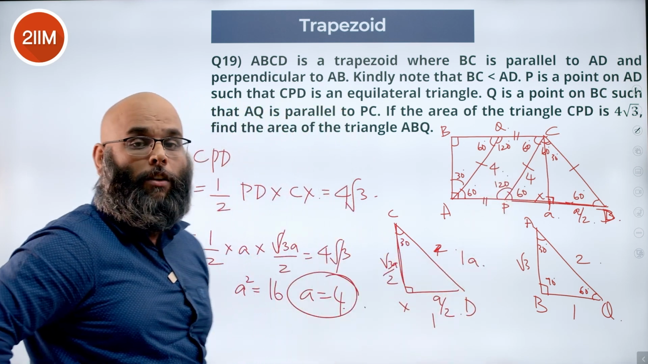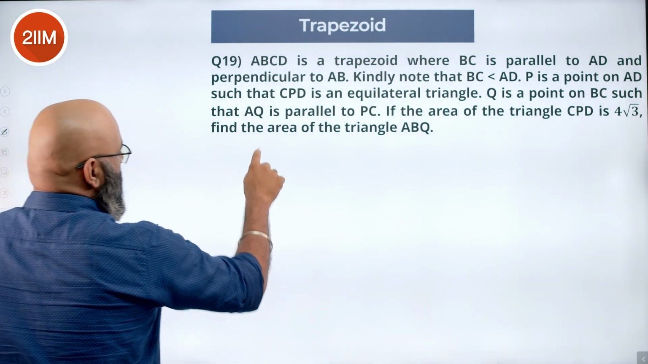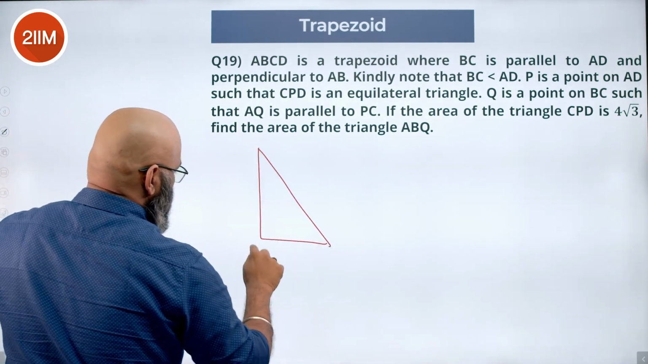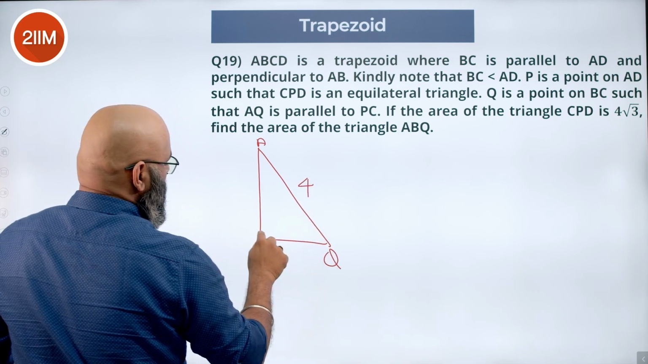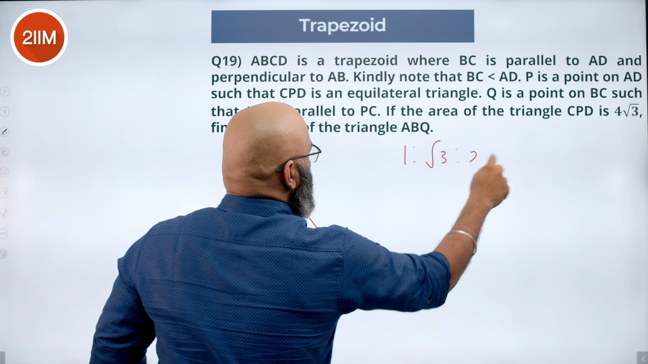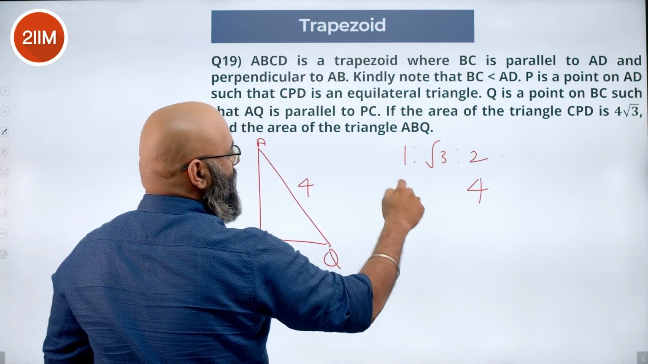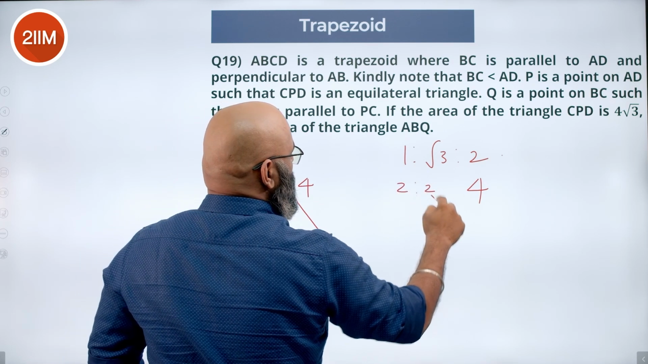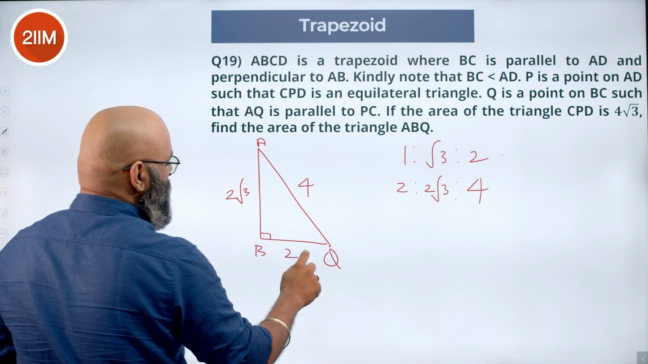Now finding the area of ABQ becomes easy. Where BAQ, this is 4. I know that 1 is to root 3 is to 2, where 2 is the hypotenuse. Instead of 2 I have 4. That means everything doubles. This is 2, this is 2 root 3. So this is 2 root 3 and this is 2.